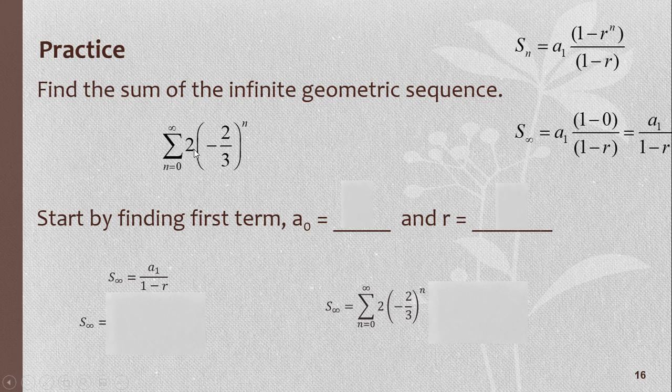So here I've got 2 times negative 2/3 at the end. Now I can figure this out by hand because my a sub 0 in this case is 2. My ratio is negative 2/3. So the sum of the infinite series is a sub 1 over 1 minus r. Well, we're going to use a sub 0 in this case. 2 divided by 1 minus negative 2/3 is equal to 1.2. So it does have a finite sum, even though it's an infinite series.